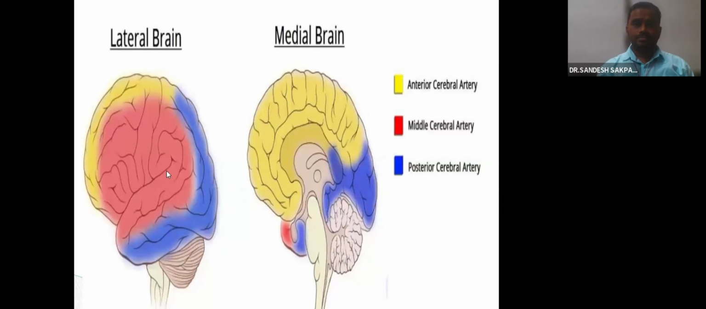Then the blood supply of the brain. On the superior lateral surface, the majority part, which is showing here red in color, is by the MCA. The posterior part, which is blue in color, is by the PCA, and yellow in color is the ACA. So this is the medial surface, this is the lateral surface. The medial surface is mainly supplied by the ACA. Therefore we see the ACA patient shows the lower limb more affected than the MCA, where we show majorly the upper limb and the face more affected.